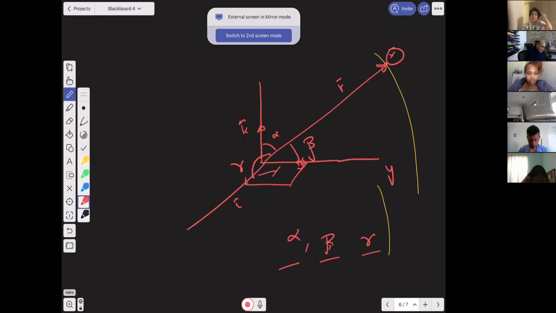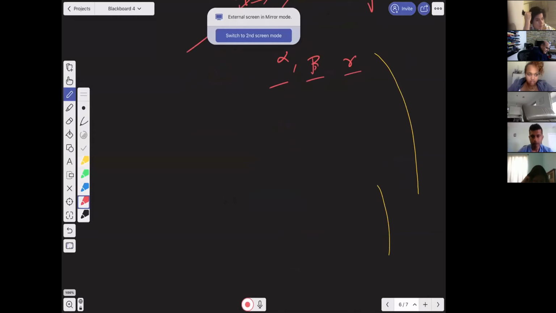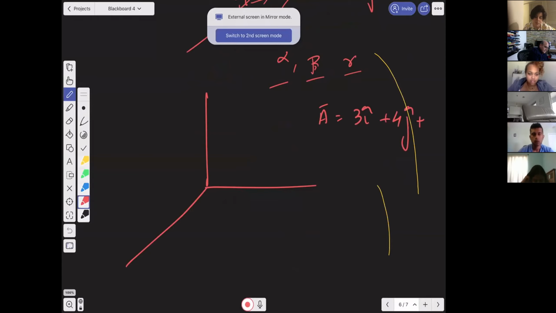Oh, to calculate the angles that one vector in a space makes with x, y, and z? Yes, this is very easy. Very easy. Let me explain. Imagine that you have the vector A, 3i plus 4j plus 1k.